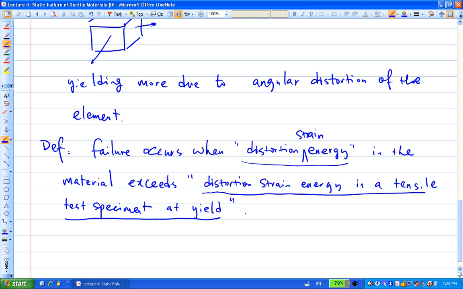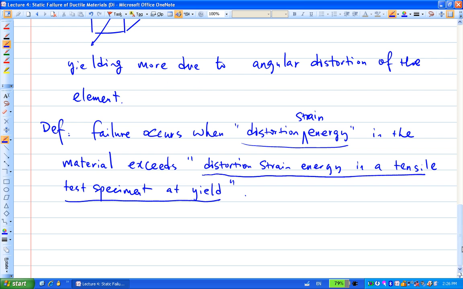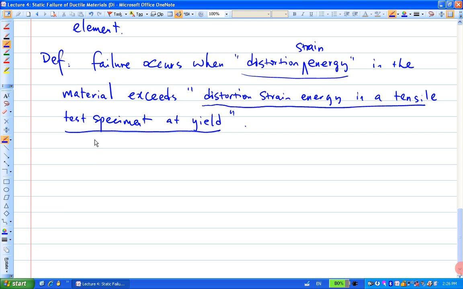Now let's figure out the math expression by first finding out what the two quantities are. It looks like we need to figure out the distortion strain energy concept. To figure out the distortion strain energy, we have to look at two things. Number one, we have to look at what's the total strain energy.